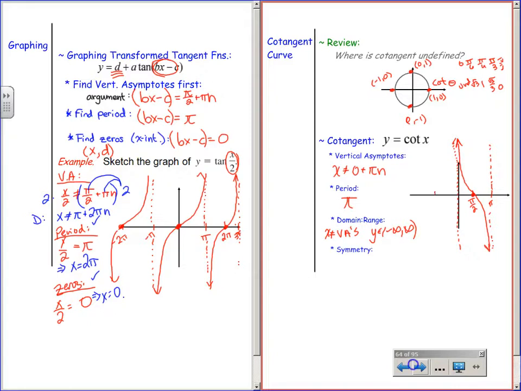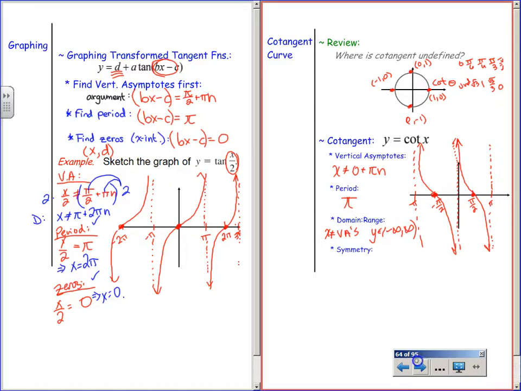If we were to graph it, we'd have another vertical asymptote at pi. And swoop down, there it is. Swoop down.